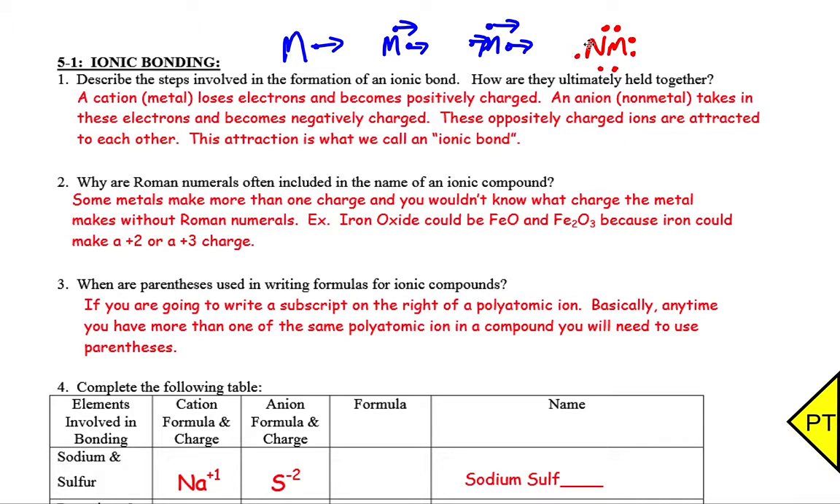So this guy wants 1. So if you have a metal giving away 1 electron, maybe it goes to that nonmetal. This loses an electron, becomes +1. This gains an electron, becomes -1. If you have a positive and a negative, they're attracted to each other and they bond. Same thing with these guys.